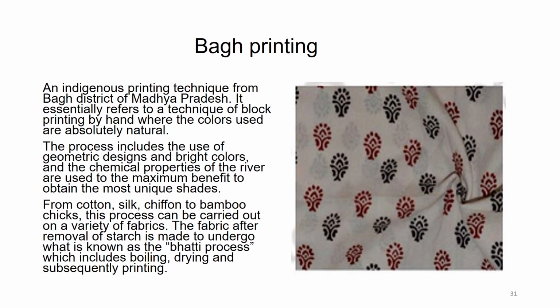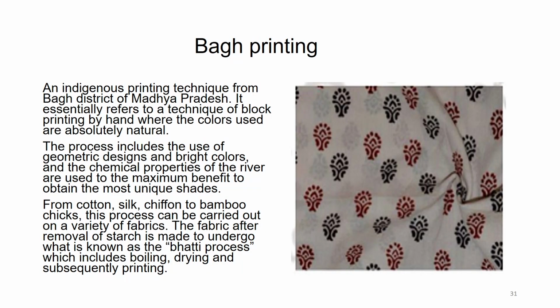Bagh printing is an indigenous printing technique from Bagh district of Madhya Pradesh. It essentially refers to a technique of block printing by hand where the colors used are absolutely natural. The process includes the use of geometric designs and bright colors, and the chemical properties of the river are used to the maximum benefit to obtain most of the unique shades. Now, the river has certain minerals which are made use of. For cotton, silk, chiffon or bamboo chicks, these processes can be carried out on a variety of fabric.